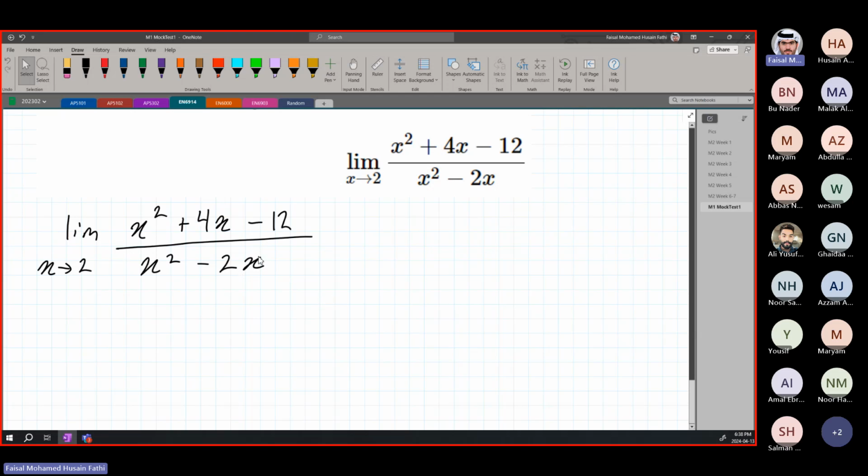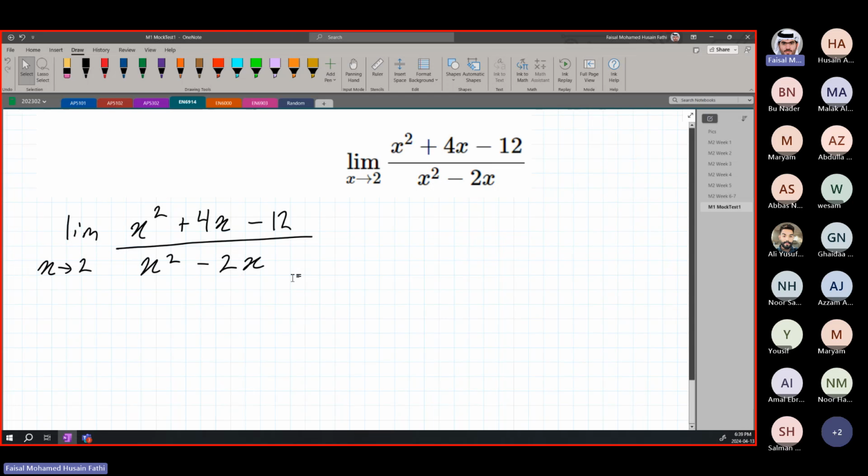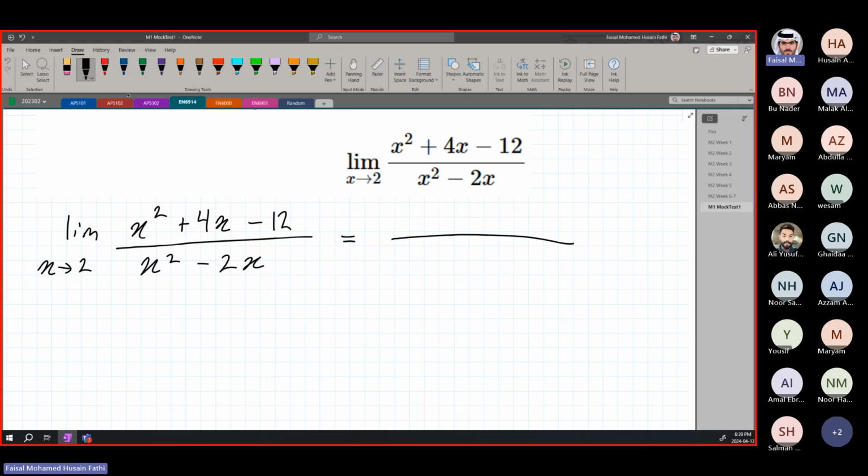So we cannot solve it. We cannot divide by 0. So we have to factor it out and find another way to solve. So the best way to do this is you're gonna factor the top part and the bottom part. So let's look at the bottom part first. It is very simple, actually. You just take x out as a common factor.